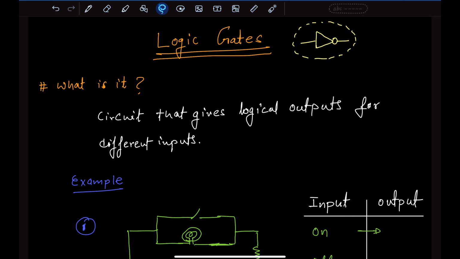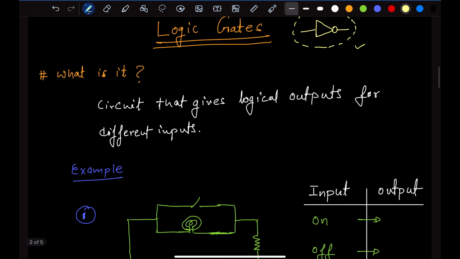It's logical gates. As you can see, the symbol, you will find this kind of symbol in these books, or the different kinds. We will discuss all kinds of these symbols. You need not worry about anything, right? So let's first understand what a logical gate is at all, right? A logical gate is any kind of circuit that gives us a logical output for different kinds of input.